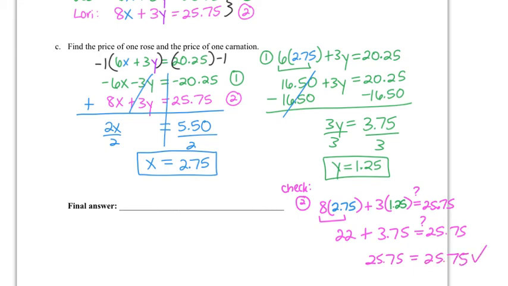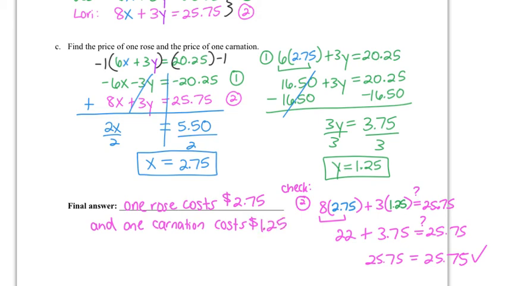So our final answer is 1 rose costs, I know I didn't put a very big line, 1 rose costs $2.75, and 1 carnation costs $1.25. That's what our answer means. And that's it for that real world problem.